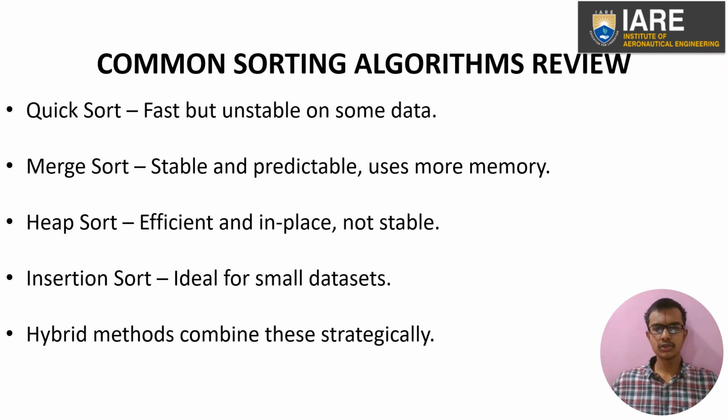Now let's go through a review of common sorting algorithms. Quicksort is fast but unstable on some data. Merge sort is stable and predictable, but it uses more memory. Heap sort is efficient and in place but unstable. Insertion sort is ideal for small data sets. In general, hybrid methods combine these sorting algorithms very strategically.